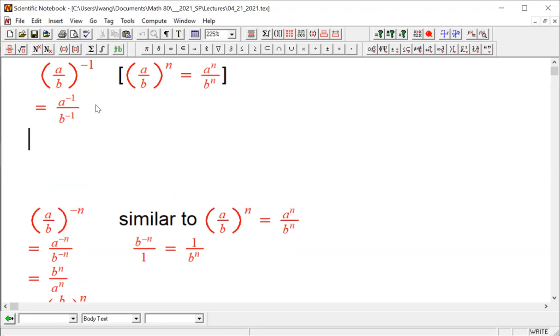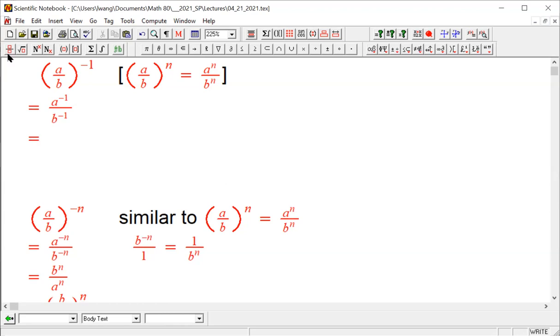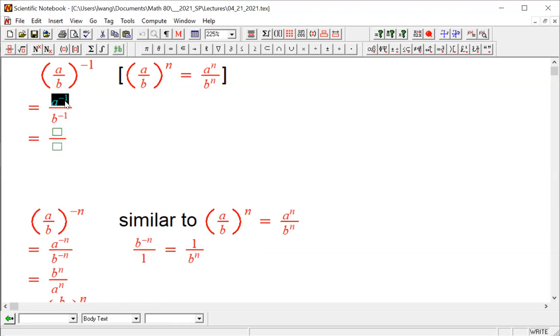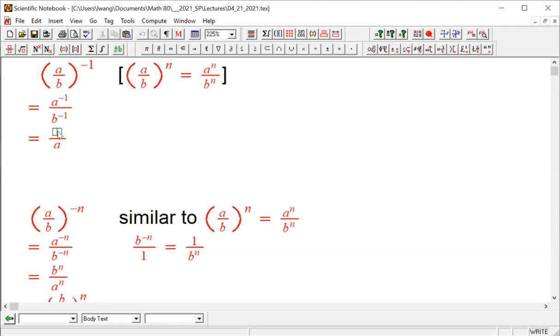And as a result, in a lot of situations, we don't want to have a negative exponent. We want to turn them to positive. So how do we do that? The A to the power negative 1 will go down. The B to the power negative 1 will go up.